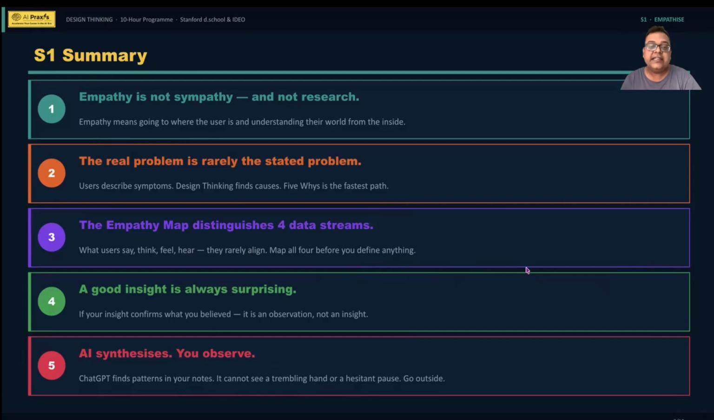The second lesson is the real problem is rarely the first problem. People usually describe symptoms, not root causes. So when somebody says, I need a faster checkout, that may not be the real problem. Maybe they're anxious. Maybe they don't trust the system. And that's why we learned the 5 whys technique. Lesson number 3 is the empathy map organizes human understanding.